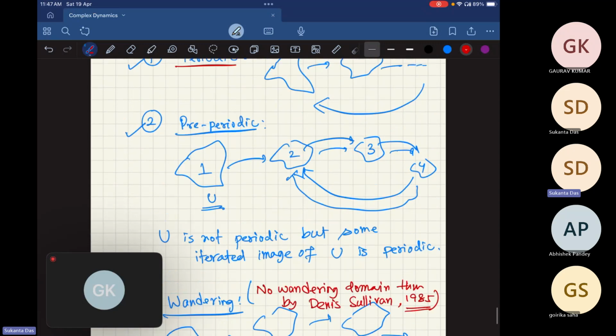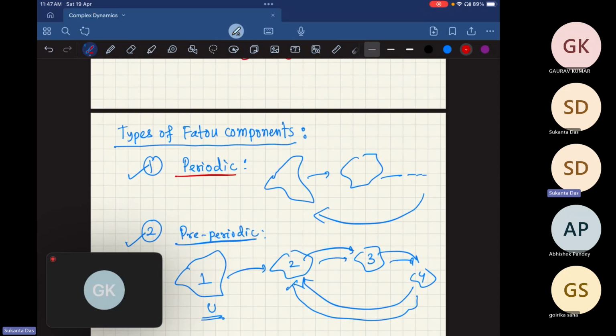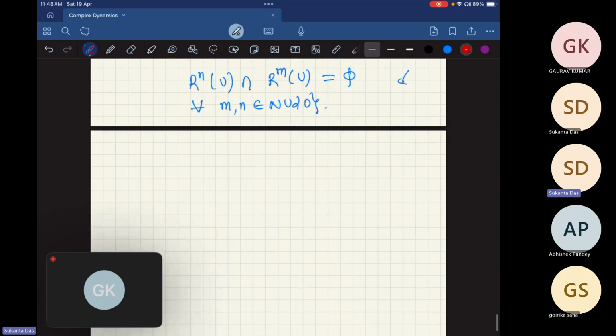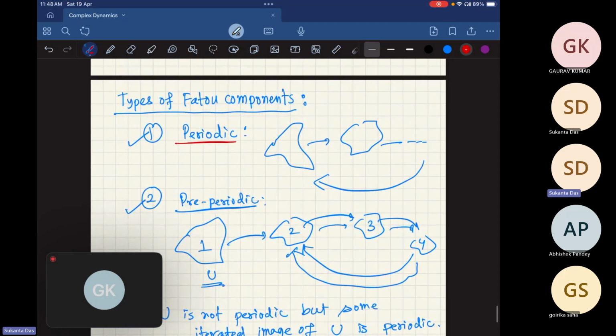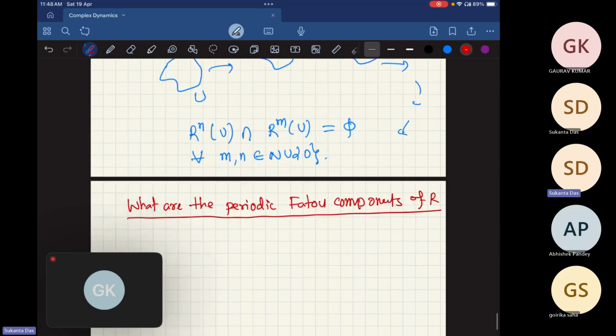So now we will see that it is enough to study the periodic Fatou components, because pre-periodic ones are not that important. Once it is pre-periodic, after taking some finite iteration I get a periodic Fatou component, right? So it is important to study what are the periodic Fatou components of a rational map R. And I will say in a minute that there can exist one more type of Fatou component for the transcendental case.